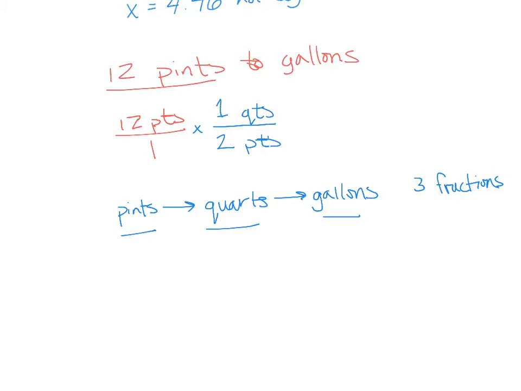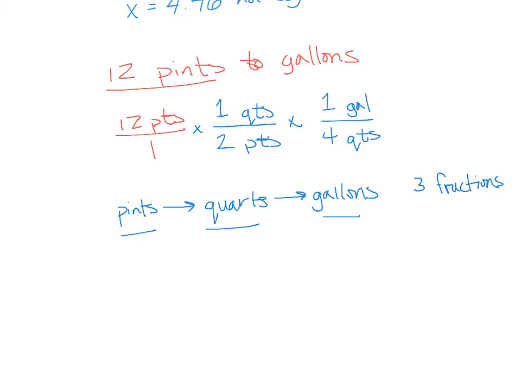Now we're going to go from quarts to gallons. What we are changing to goes in the numerator, and what we're changing from goes in the denominator. There are 4 quarts in 1 gallon.